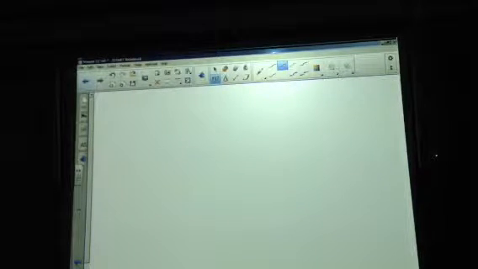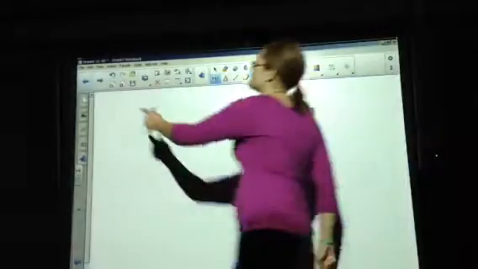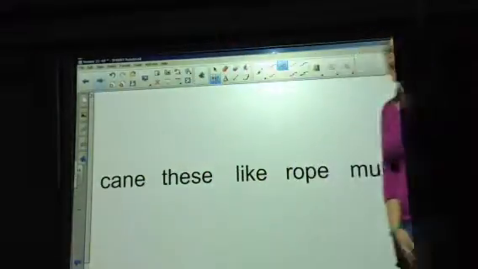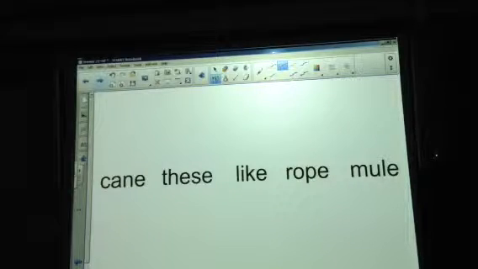Listen to these words: cane, these, like, rope, mule. Now look at these words and see if you can tell what they have in common. What do all of these words have in common? There's an E at the end. Very good. Can anyone tell me what that letter E does?